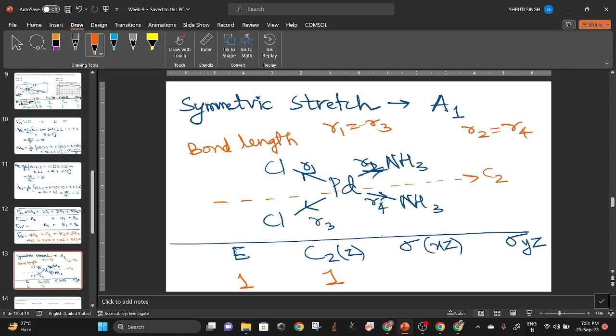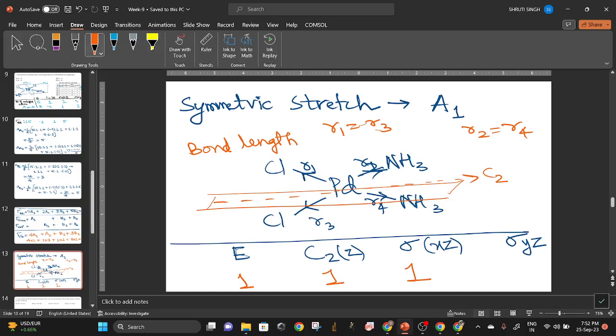In the same way we will apply sigma xz. Sigma xz is simply the plane containing the C2. So a plane like this. It will reflect. R1 will get reflected to R3, R3 will get reflected to R1. But again, the bond lengths are equal because it is a symmetric stretch. So here also the character is 1.